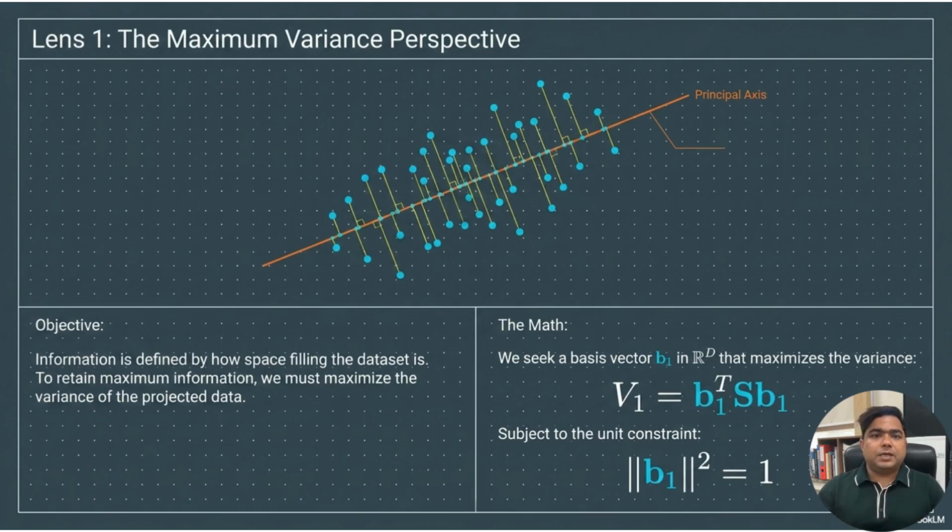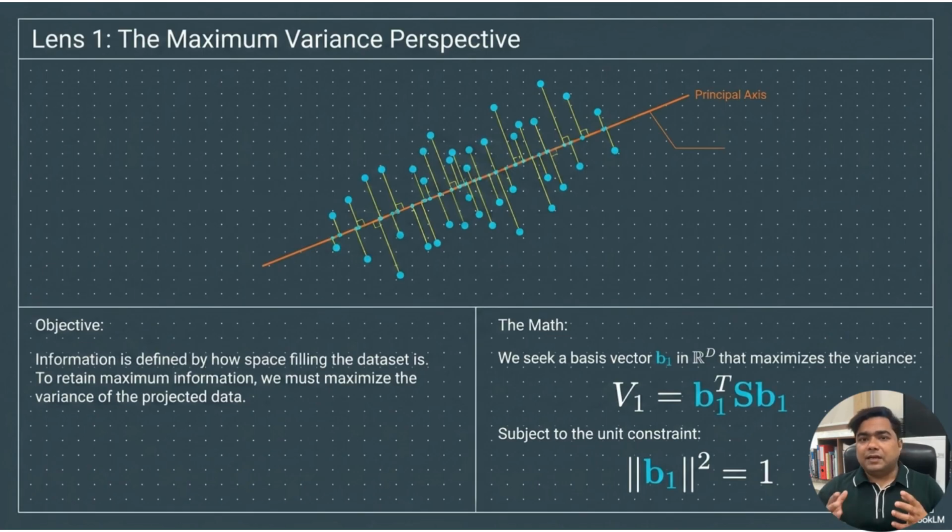The mathematical objective is to find a basis vector that maximizes the variance of the projected data. The formula on the slide should be read like this: V1 equals B1 transpose multiplied by S multiplied by B1. Here B1 is the first basis vector. S is the covariance matrix of the data. V1 is the variance captured along that direction. But we also need a constraint. We do not want the vector to become infinitely long. So we require that the length of B1 is equal to 1.